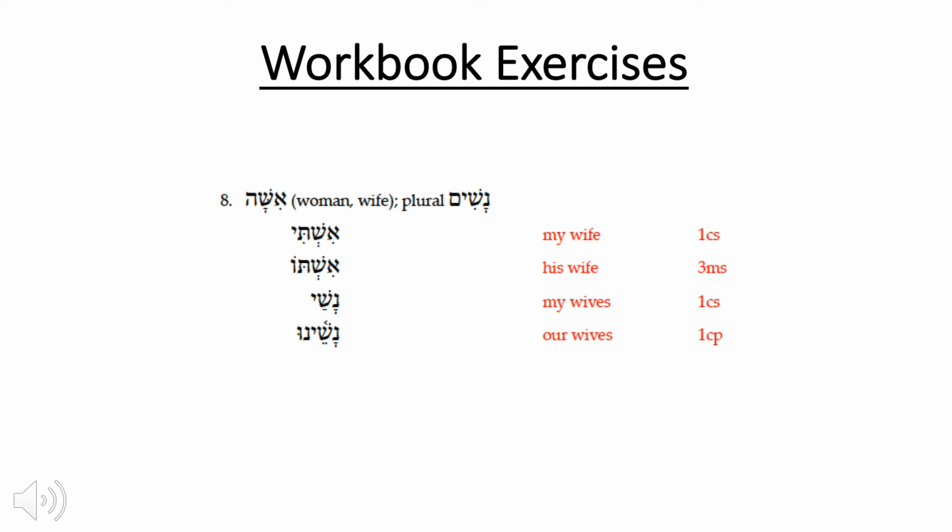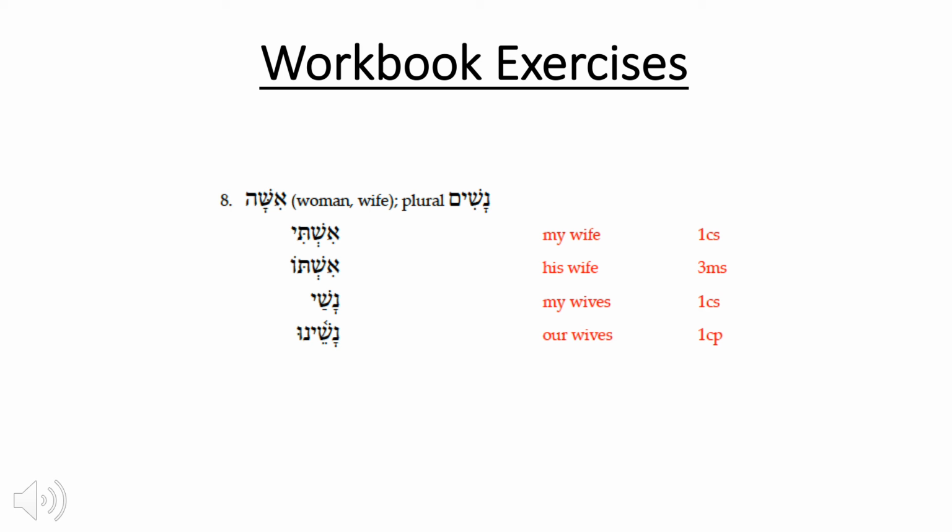What about number 4, though? We have Nashenu. Here we don't have the 1CS ending. Instead, we have nu, as in anachnu. This is 1CP. Now we're again looking at the root and we see nashe, which looks a whole lot like the construct of the masculine plural, although we're not dealing with masculine plural here because this is wives. But again, nashim is very irregular and behaves somewhat like masculine plural.